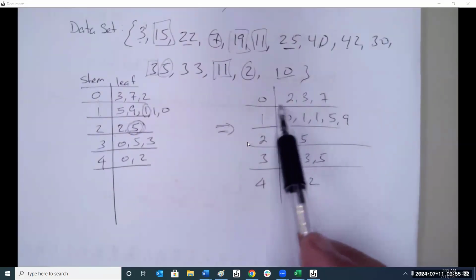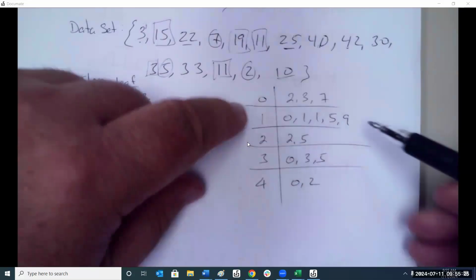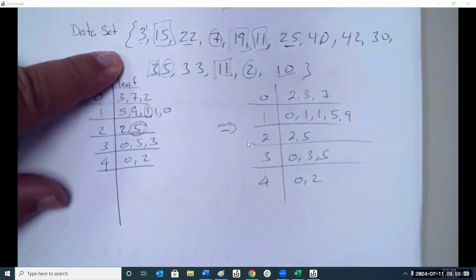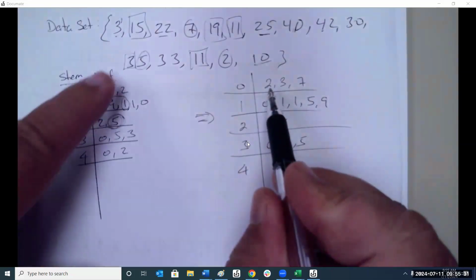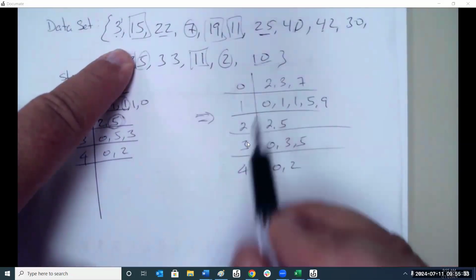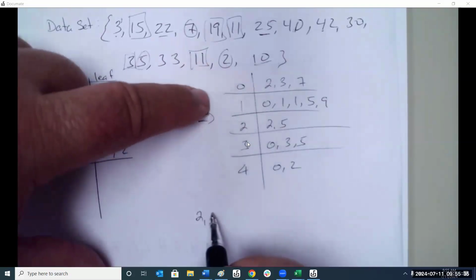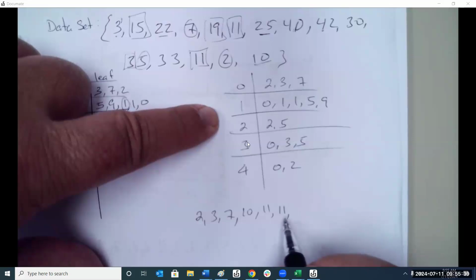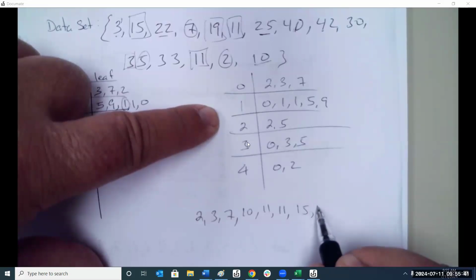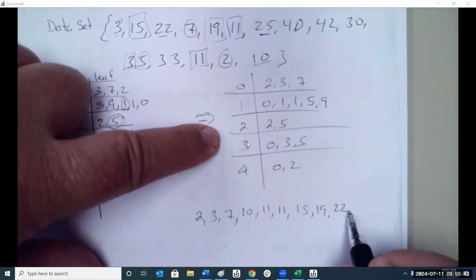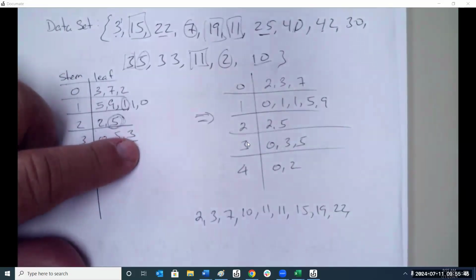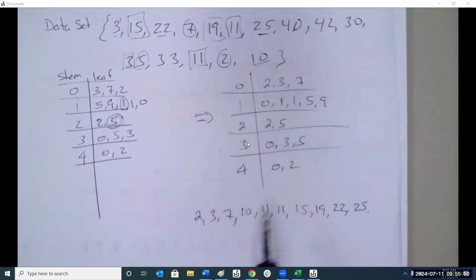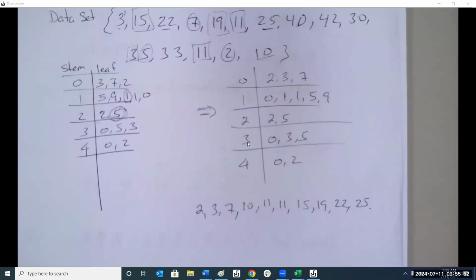And also, when we do this, we've taken this entire list and put them in order. Because now, if we take this list and follow the stem plot, we have 2, 3, 7, 10, 11, 11, 15, 19, 22, 25. So you see, I've now been able, with the stem leaf, to put them in increasing order.